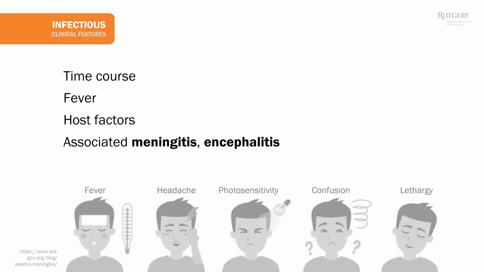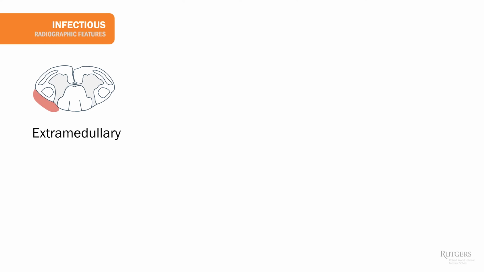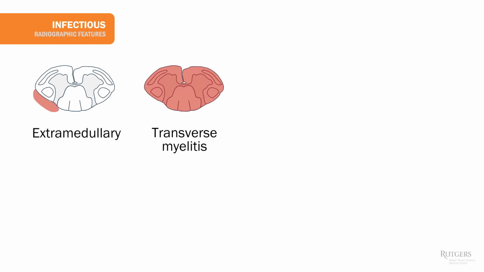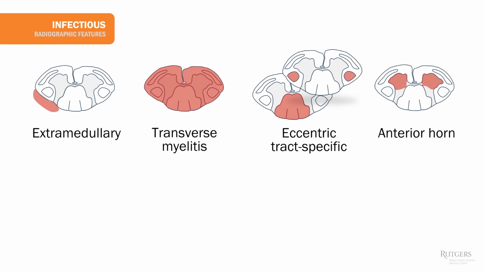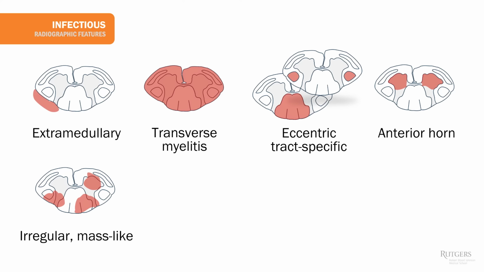When it comes to imaging of infections, we are typically dealing with five patterns. Extramedullary compressive lesions, like spinal abscesses, transverse myelitis involving the entire cord segment, like in herpes simplex infections, tract-specific involvement, meaning dorsal columns, corticospinal tracts, etc. We already mentioned syphilis for that one. Predilection for anterior horn, think polio, West Nile. And irregular mass-like lesions with parasitic infections. There are also variable levels of enhancement. Let's take a look at some images.